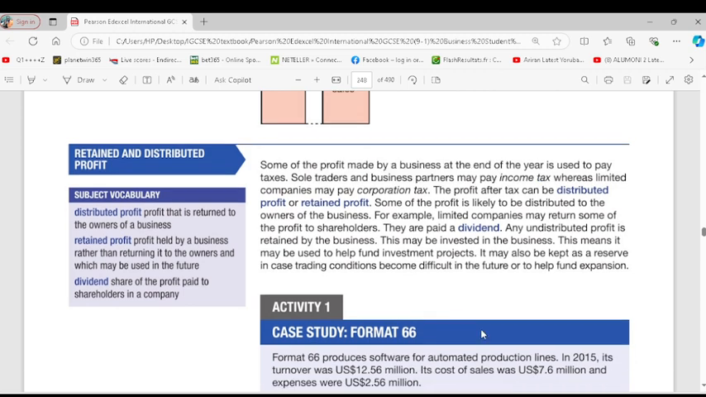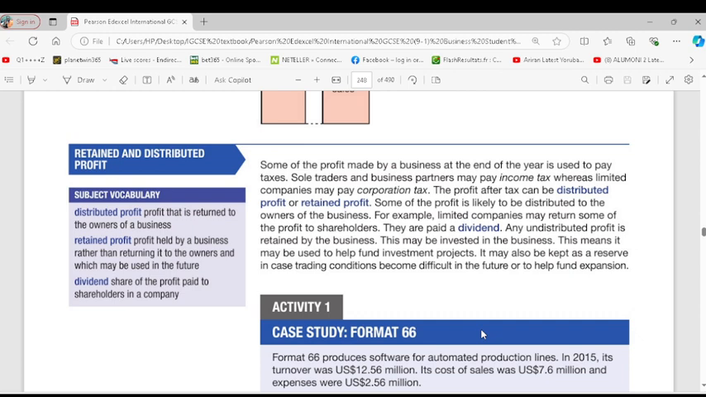Retained and distributed profit. Some of the profit made by a business at the end of the year is used to pay taxes. So traders and business partners may pay income tax, whereas limited companies may pay corporation tax. The profit after tax can be distributed profit or retained profit.